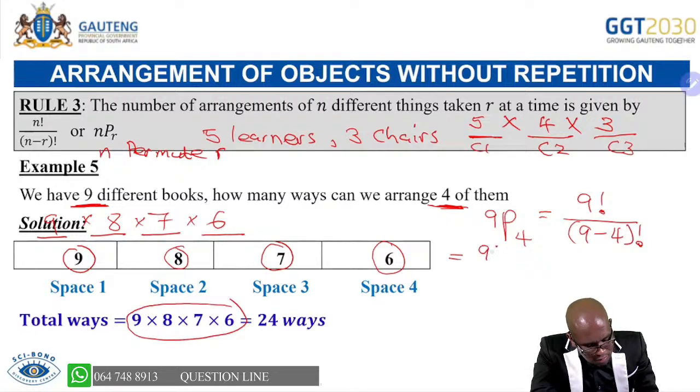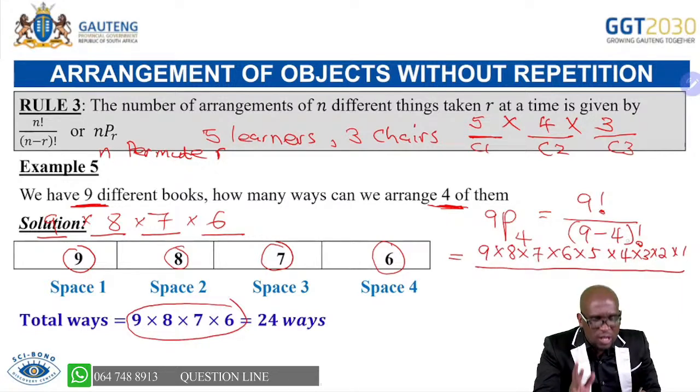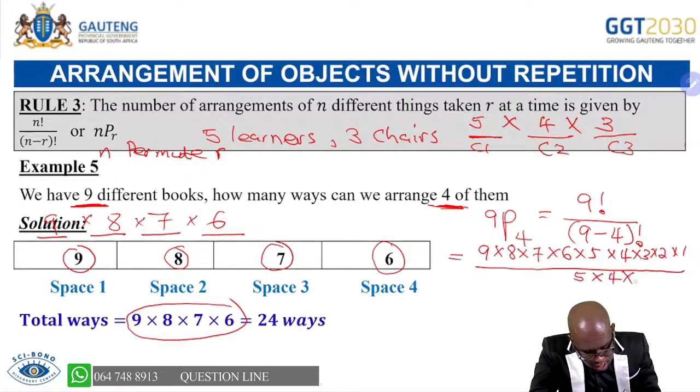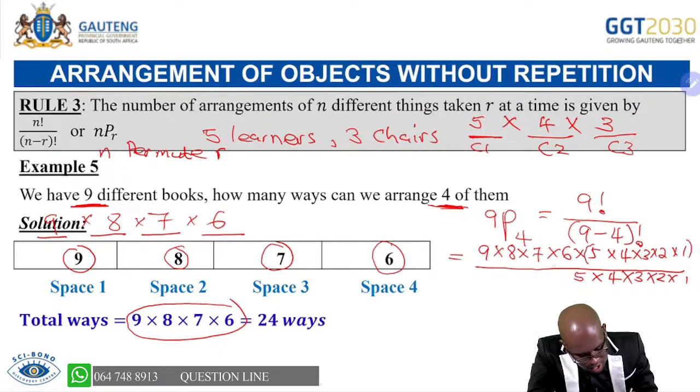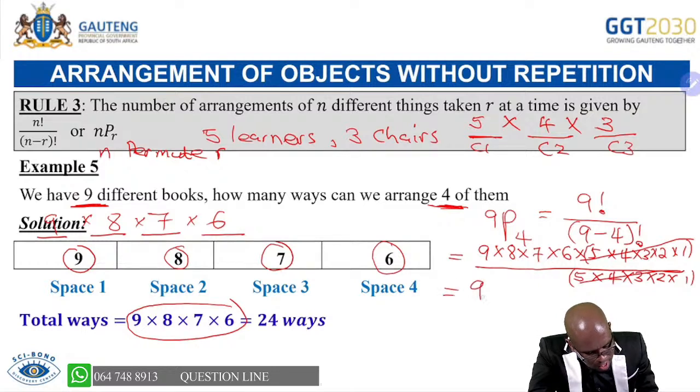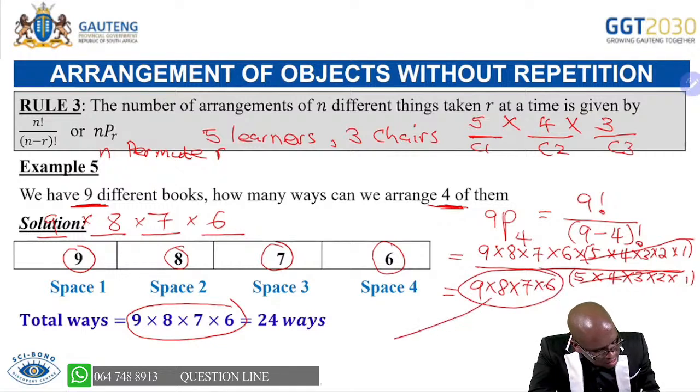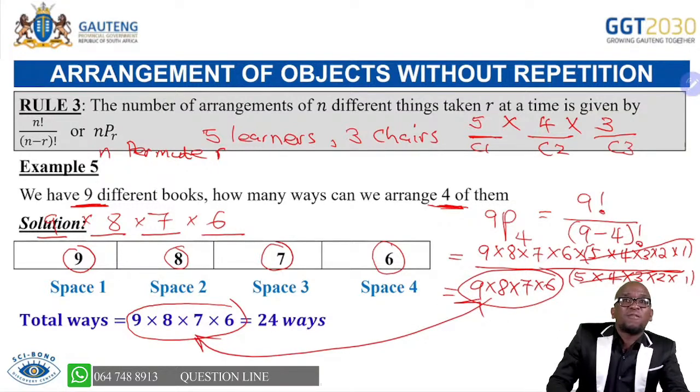So we have 9 factorial, which is 9 times 8 times 7 times 6 times 5 times 4 times 3 times 2 times 1, divided by 9 minus 4, that is 5 factorial. So 5 factorial is 5 times 4 times 3 times 2 times 1. So you can see here from 5 until 1 is the same as that. So this and that will take each other out. You are left with 9 times 8 times 7 times 6. And this answer here is the same as what we have there.